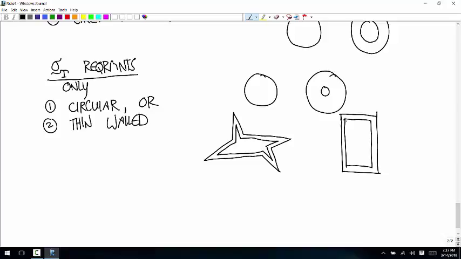All right, so out of this whole world of cross-sectional shapes, where we have different requirements for all of the things, what are the shapes?